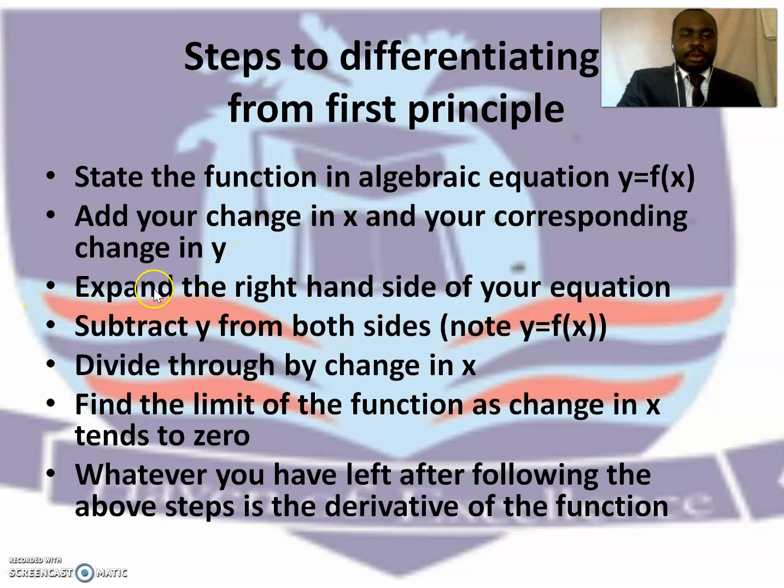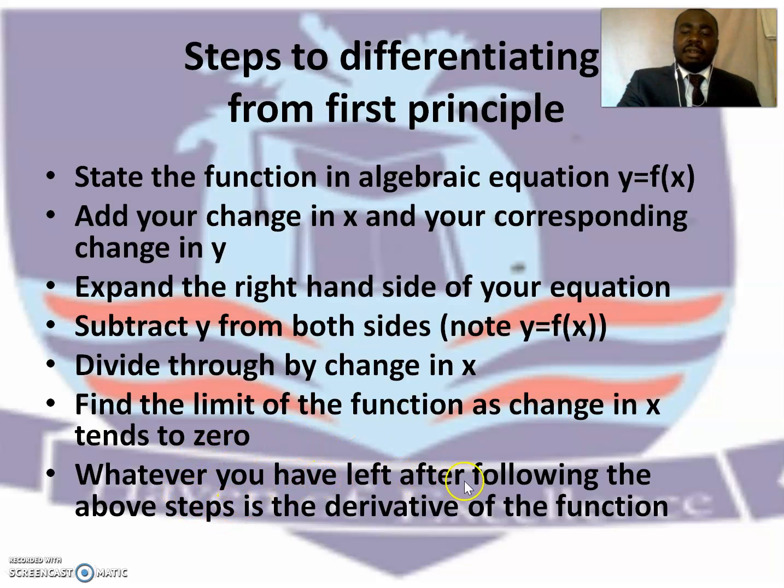Our third step will be to expand the right hand side of the equation. So whatever function we have for the x, we will need to expand it and separate each of the terms. That will make the operations easier for us. We'll subtract y from both sides, divide through by change in x, and then finally find the limit of the function as change in x tends to 0.